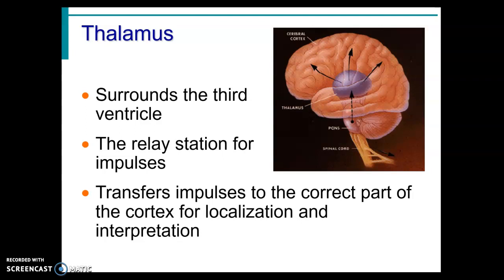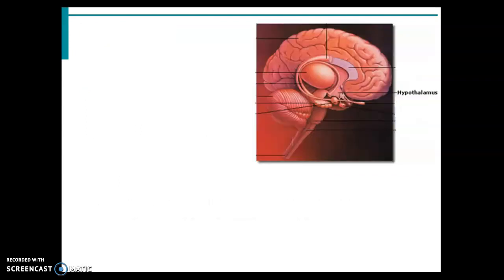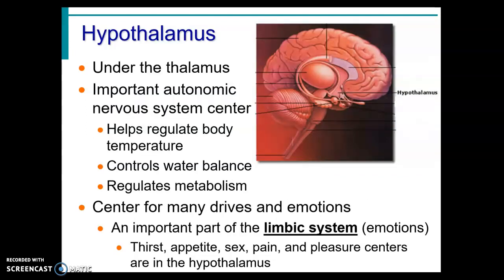So it's kind of like a transition point and a relay station that brings impulses from the brain out to the body and from the body into the brain. And it kind of determines where that signal has to go from there. So it's a relay station, just like that router that you have in your house for your Wi-Fi. Hypothalamus is right below the thalamus.